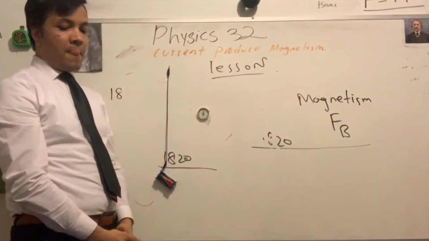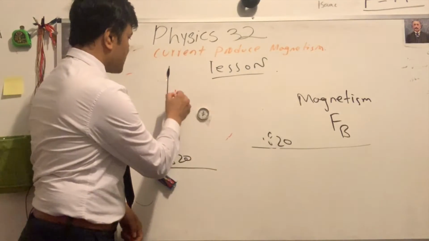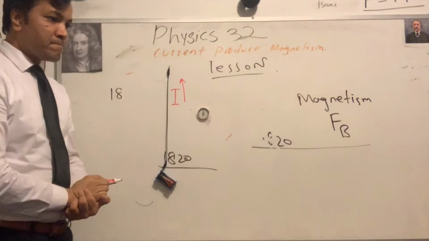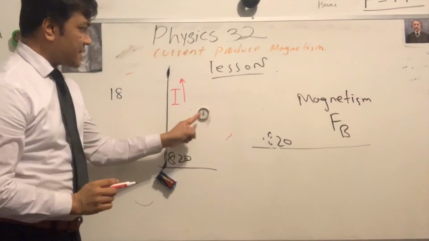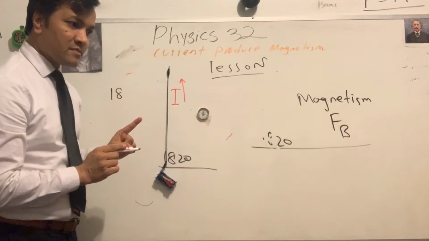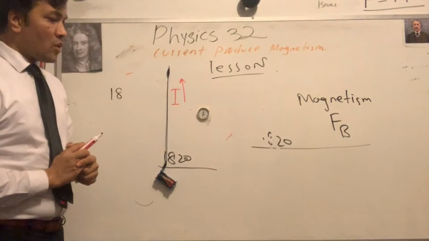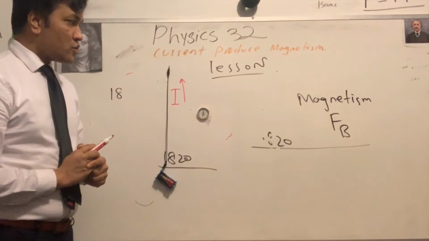That's right. And then, well, so the current moves in the north direction. Does that make sense? Yeah. And then what happened in this one? The compass needle deflected. It shifts from south all the way to north.